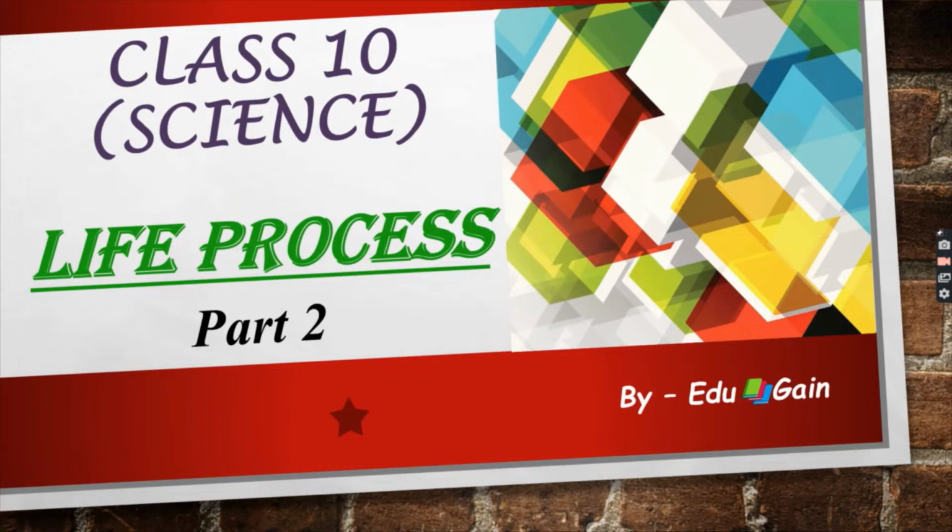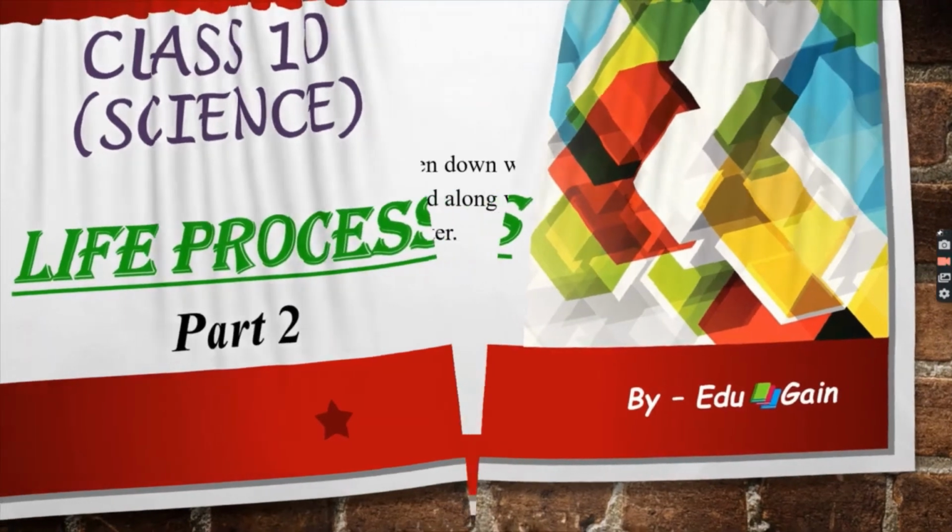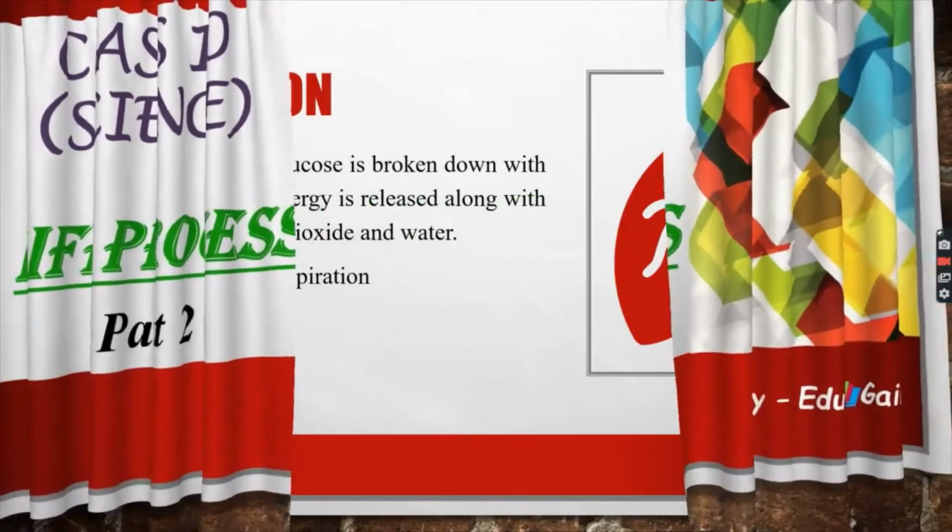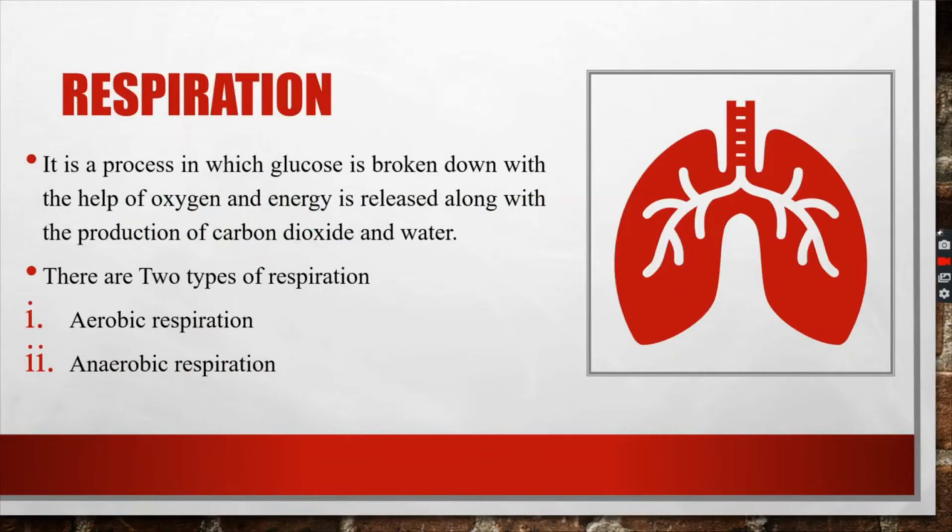So tell me, what do you mean by respiration? Respiration is the process in which glucose is broken down with the help of oxygen and energy is released along with the production of carbon dioxide and water. So there are two types of respiration. One is aerobic respiration, the other one is anaerobic respiration.